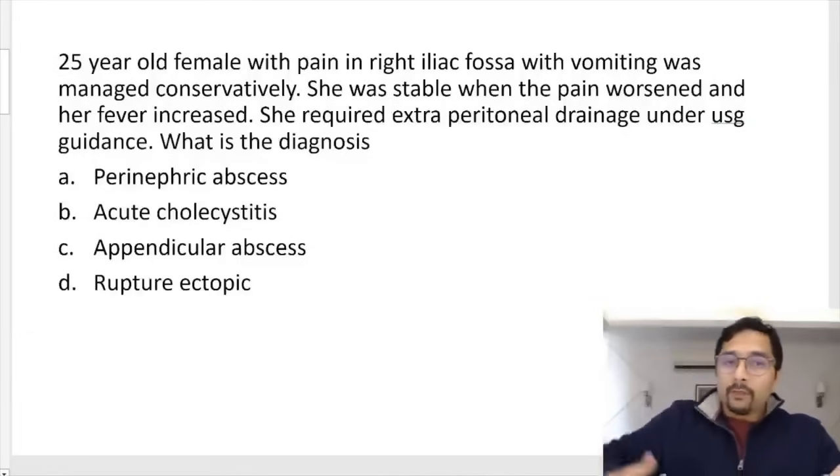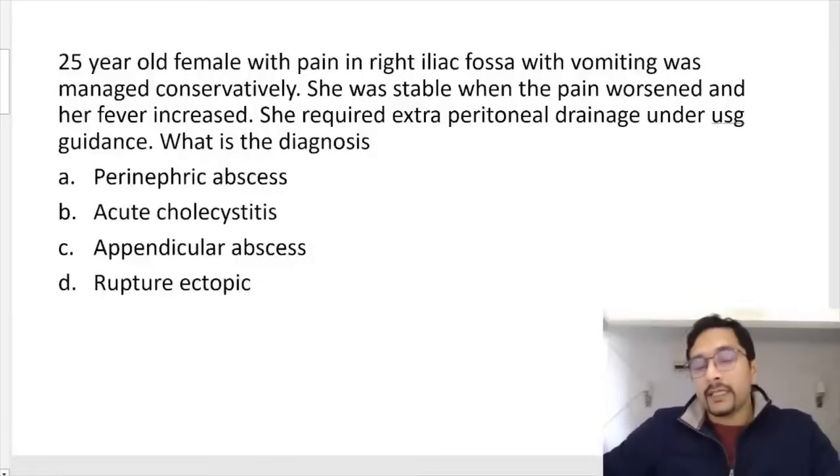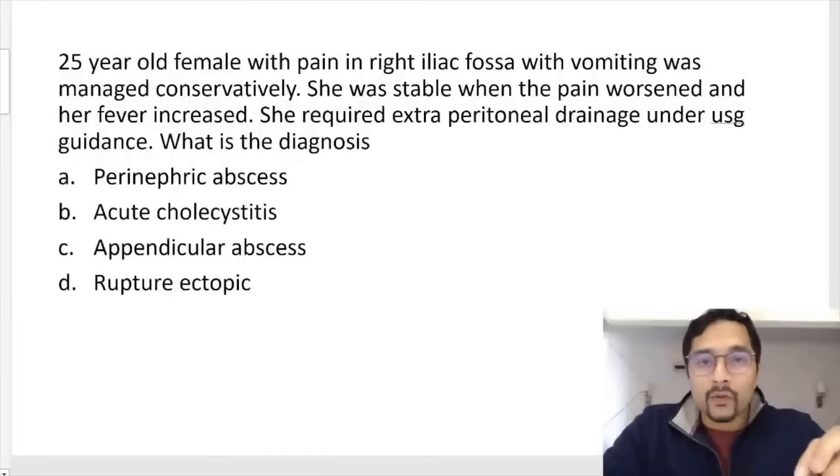A 25-year-old patient now comes with right iliac fossa pain, vomiting, and is managed conservatively. She was stable when the pain worsened and the fever increased. She required extra peritoneal drainage under ultrasound. So what has happened here?